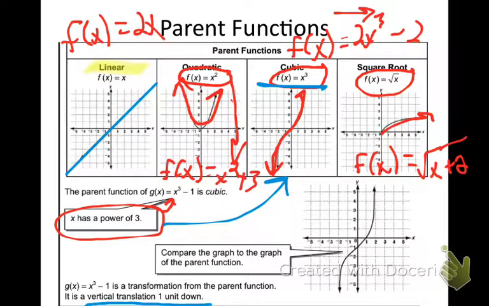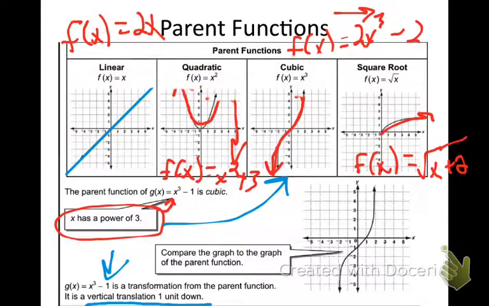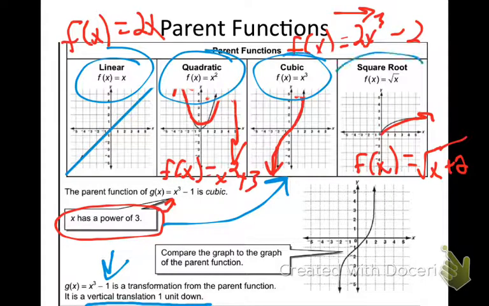Now, hopefully some of you noticed, but the reason it's a translation 1 unit down is that constant term right there. So x cubed minus 1: typically a constant term, adding 1, subtracting 1, adding 3, subtracting 3, is going to be a vertical translation, either up or down. As you progress through today, you can start looking at what type of transformation it might be, but really what I want you to focus on is what the parent function would be. Would it be a linear graph, quadratic graph, cubic graph, or square root graph? That's really what we want to focus on today.